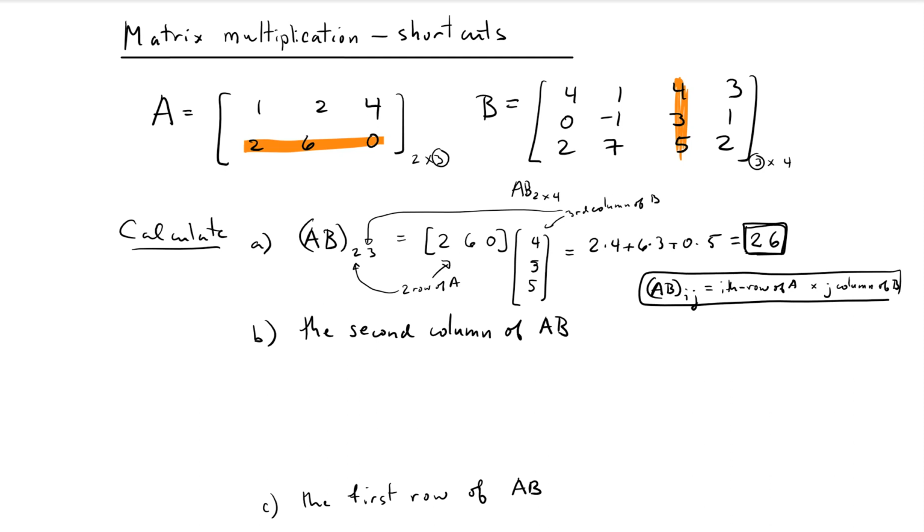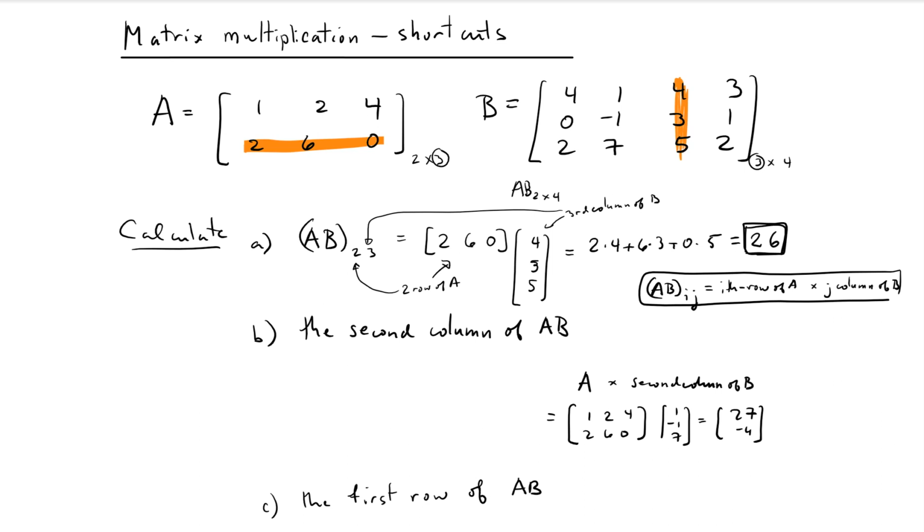So that's the little formula to retain from this example. Now suppose I want the second column of AB. Okay, second column. How am I going to get this? You have to realize I've got A, I've got B. To get the second column, I need to multiply all the entries of A against the second column of B. So it's going to be A times the second column of B. Let's write this. This is what you're calculating: A times the second column of B. We're going to get 1, 2, 4, 2, 6, 0 times the second column of B, which is 1, minus 1, 7. Doing this, we're going to get 27, minus 4.